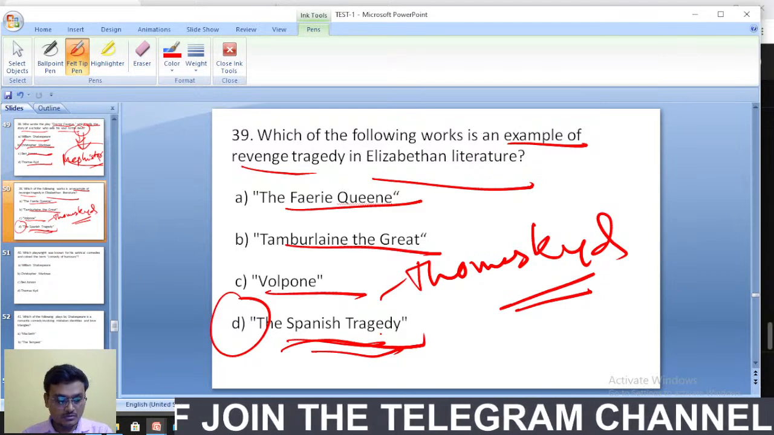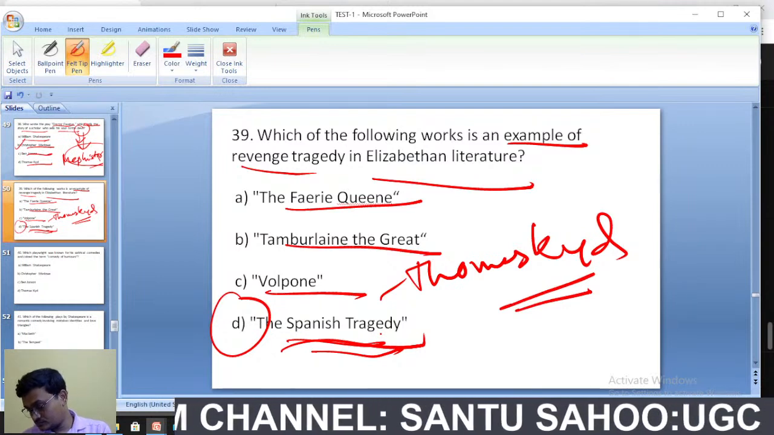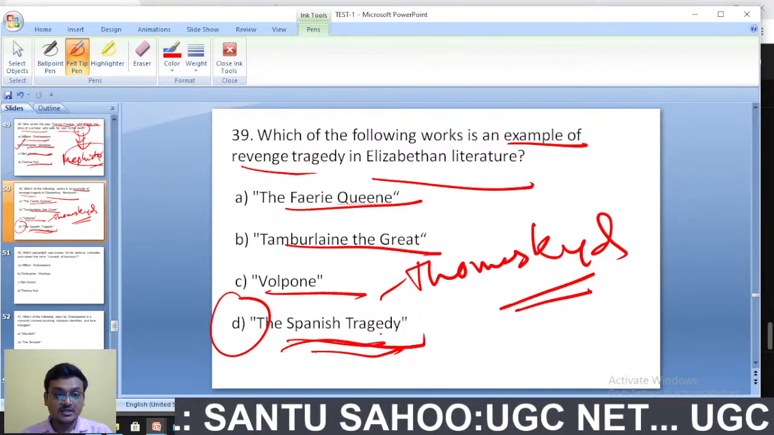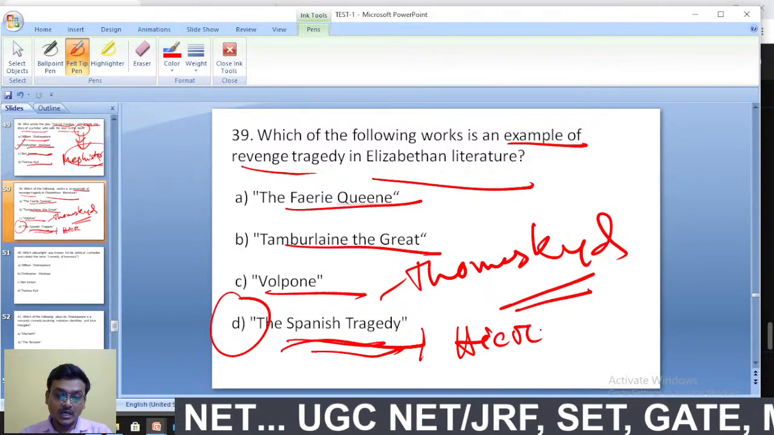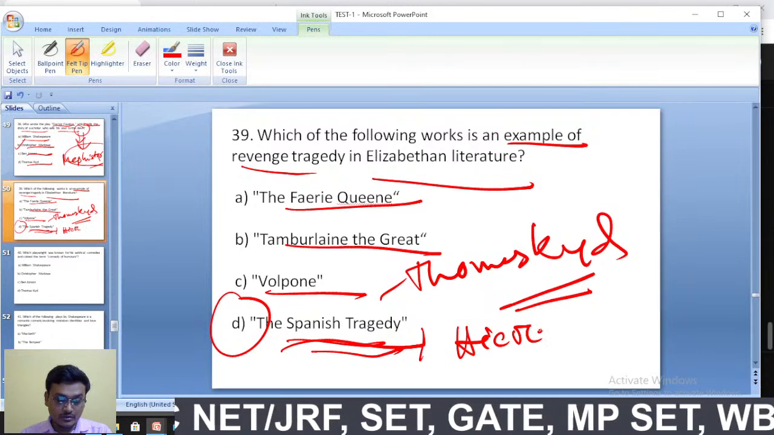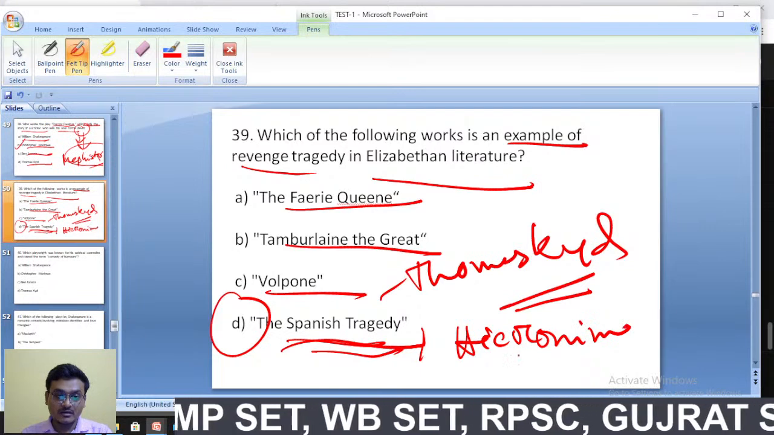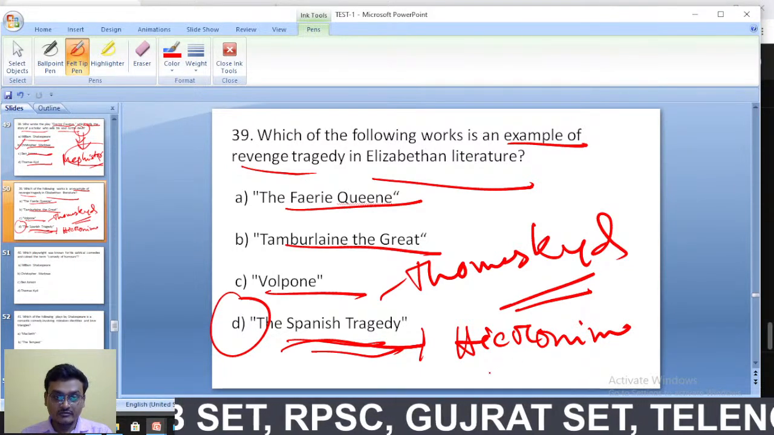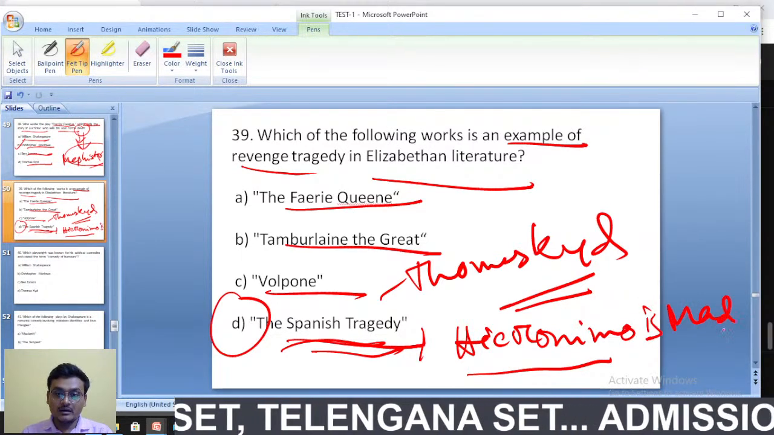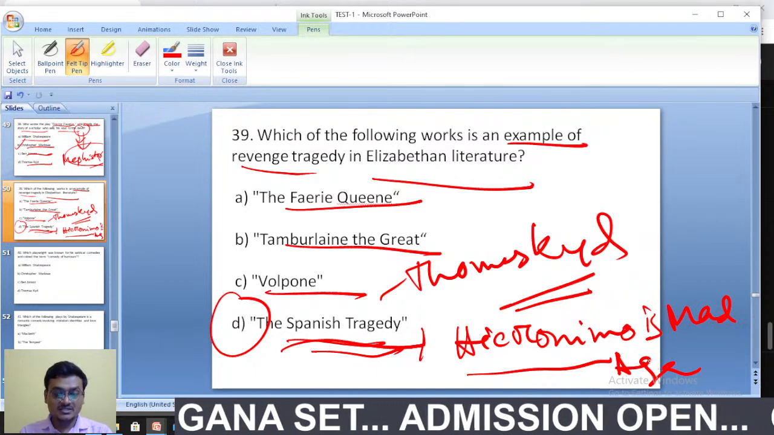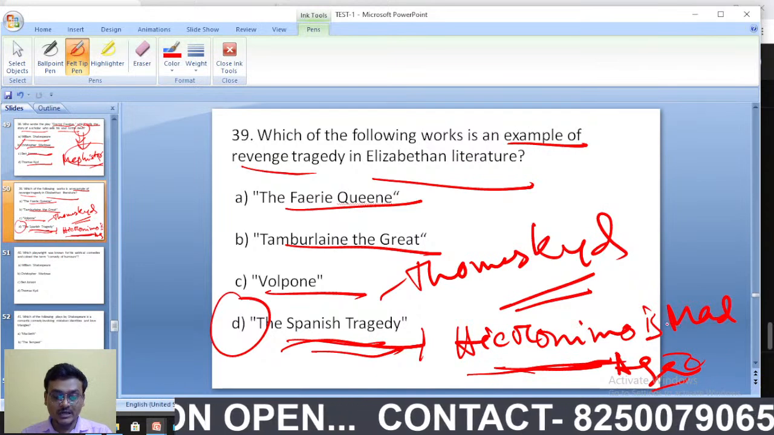Volpone means the sly fox. The subtitle is Hieronimo Is Mad Again. Hieronimo, H-I-E-R-O. Ferrex and Porrex is by Gorboduc. Hieronimo is mad again, this is the subtitle of The Spanish Tragedy. Okay.